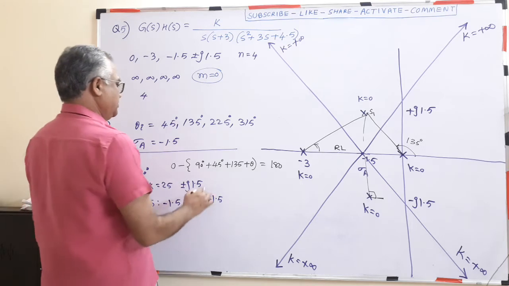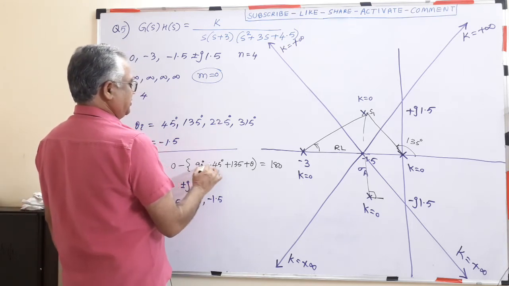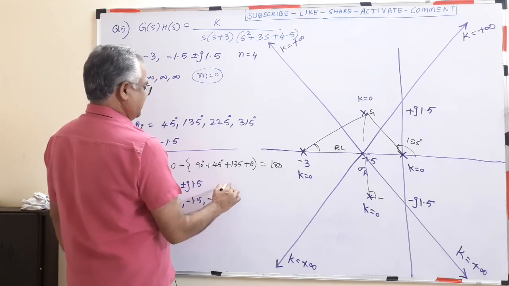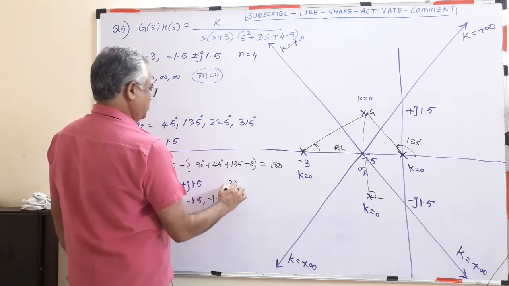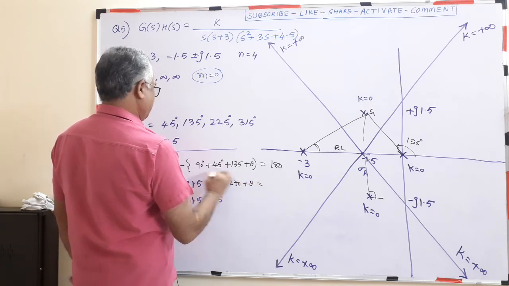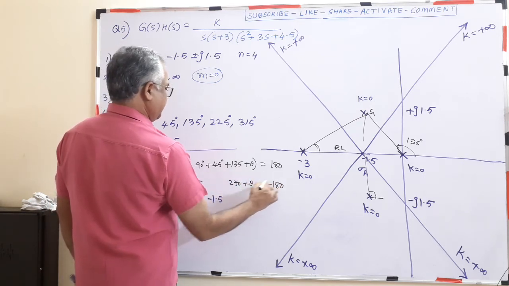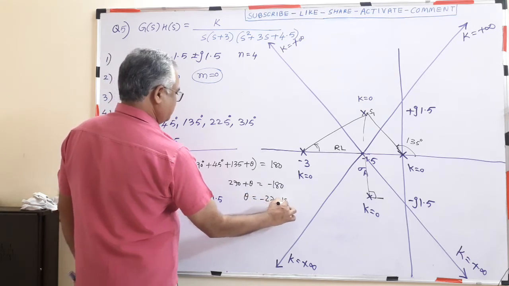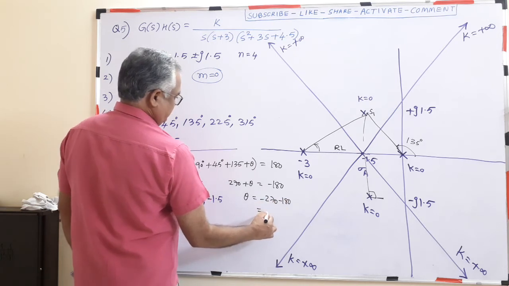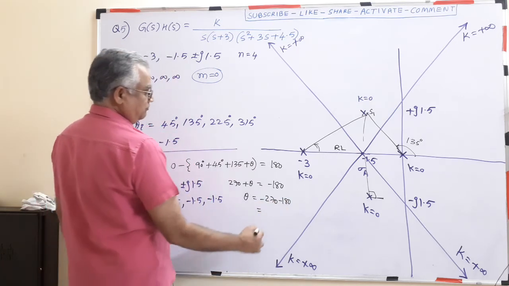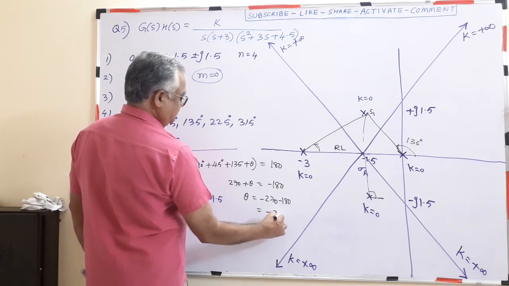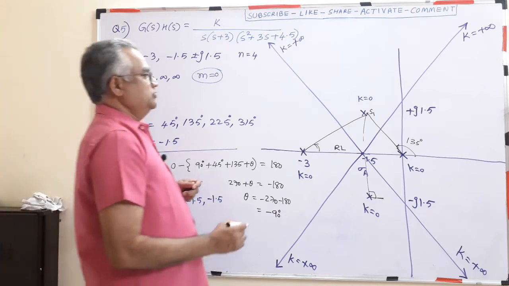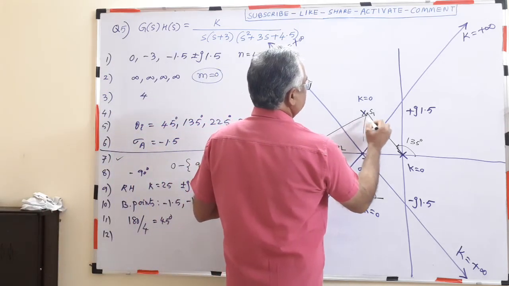Okay. So 90 plus 45 is 135, 135, 270. 270 plus theta equal to minus 180. Then theta is minus 270 minus 180, so this is equal to minus 90. So what is the angle of departure of this? It is minus 90.